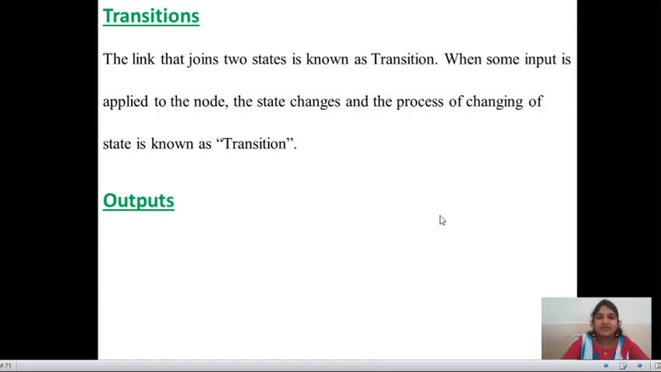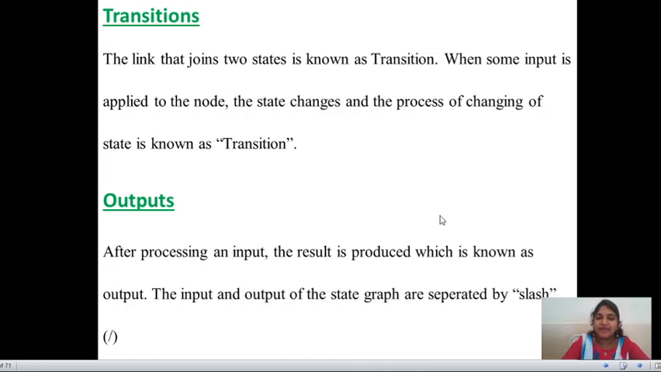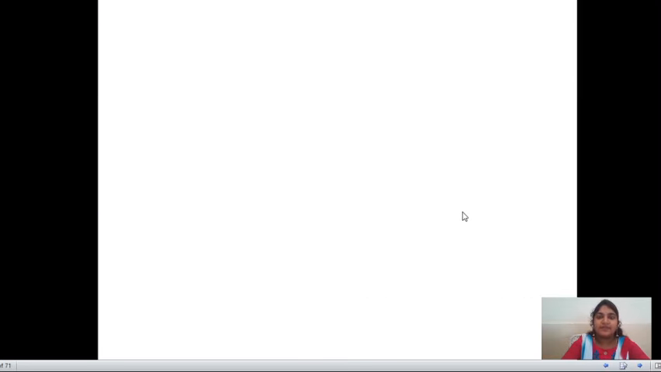The fourth element is output. What is meant by output? After processing an input, the result that is produced is known as the output. After completion of everything, defining the states and the transitions between them, at the end we get the output. This is the output element in the state graph. The input and output of the state graph are separated by a slash.